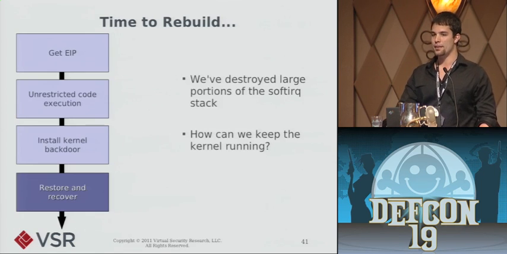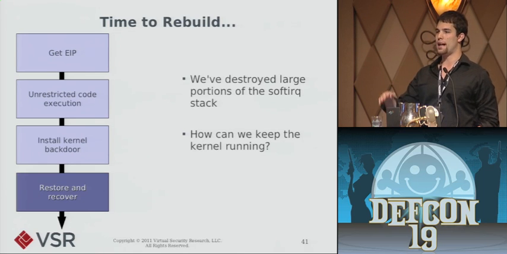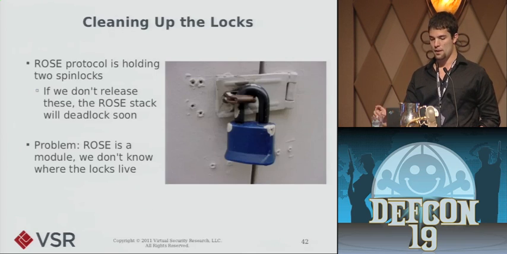Finally, the last phase of this exploitation component is to actually make sure that the kernel keeps running, because all this work is sort of for nothing if you do it and then the kernel just collapses. So the biggest problem here is that we've wiped out a pretty big portion of the stack by causing this overflow. And if we don't do any cleanup, then the kernel is just going to crash.